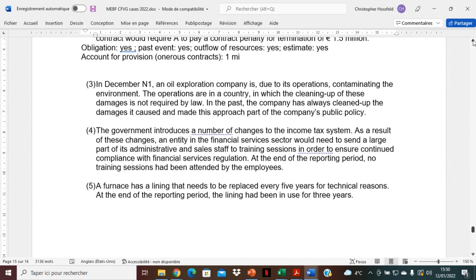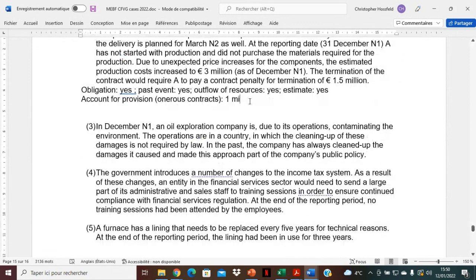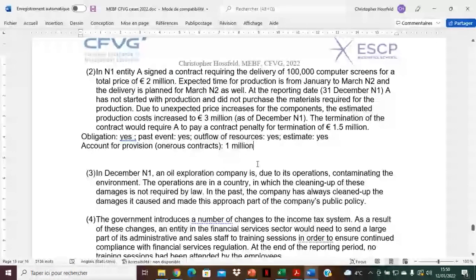Here we are. 1 million will be the amount of my provision. Why? Because I can either execute the contract, so I have a cost of 3 million but I will get revenues of 2 million, so the loss is 1 million, or I can cancel the contract, in which case I need to pay 1.5 million. So obviously, only for financial reasons already, it makes more sense to execute the contract and produce the products because it will minimize my loss.